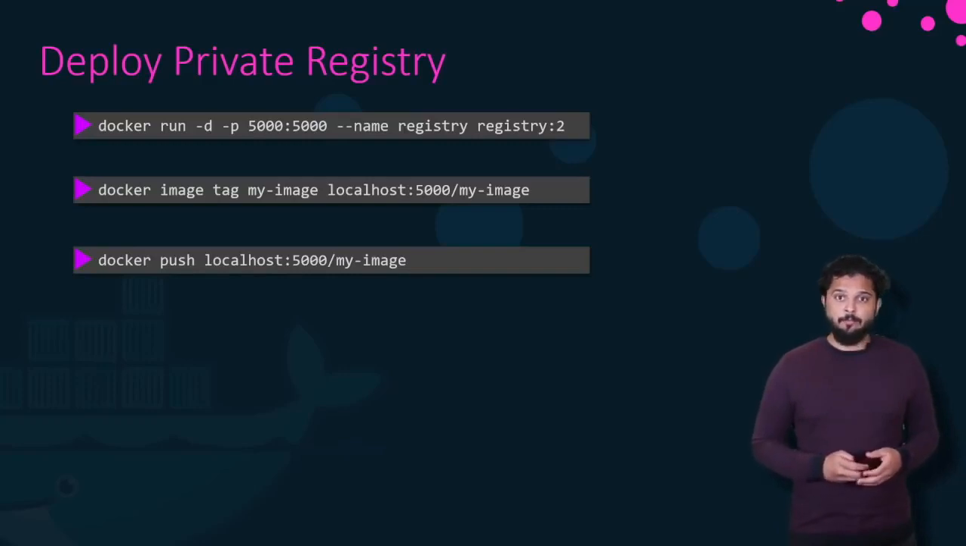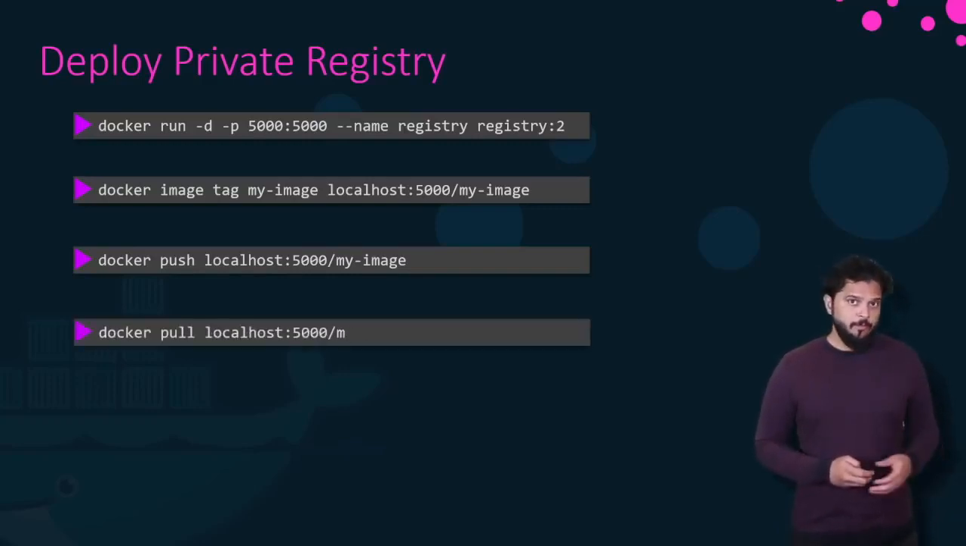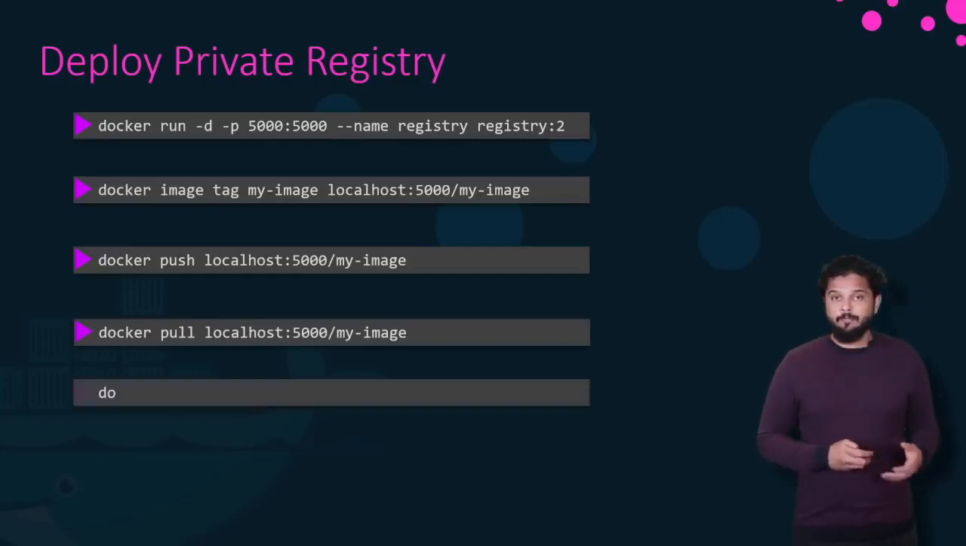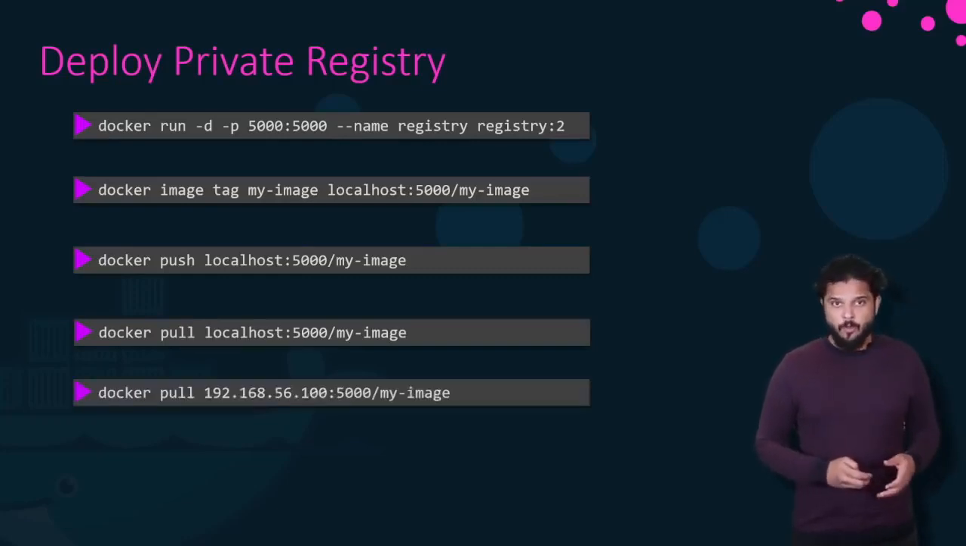From there on, I can pull my image from anywhere within this network using either localhost if you're on the same host, or the IP or domain name of my Docker host if I'm accessing from another host in my environment. Well, that's it for this lecture. Head over to the practice test and practice working with private Docker registries.